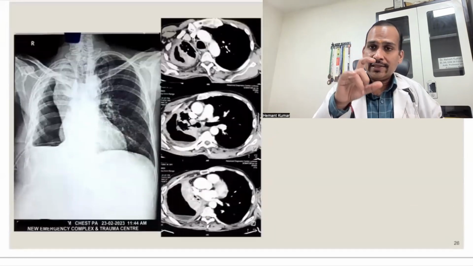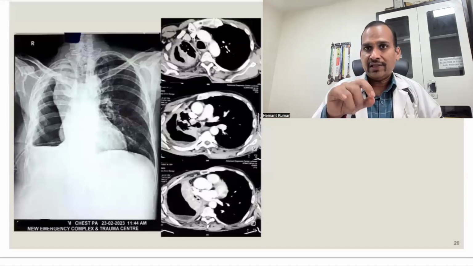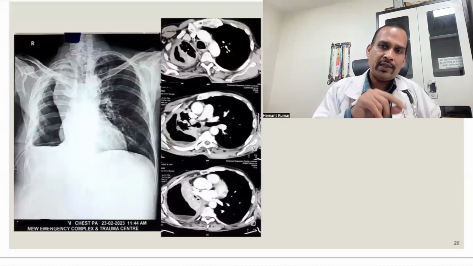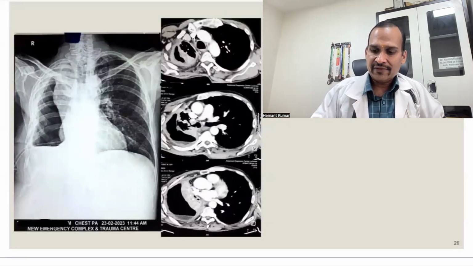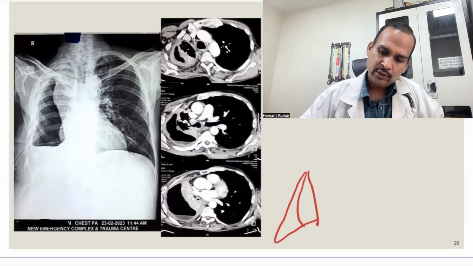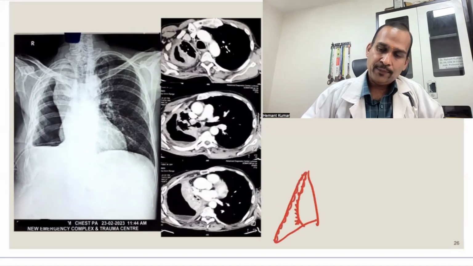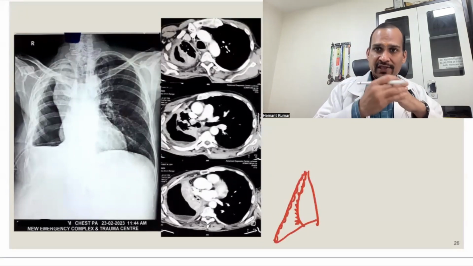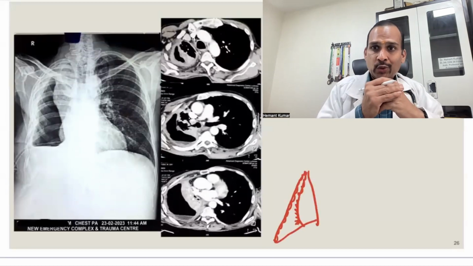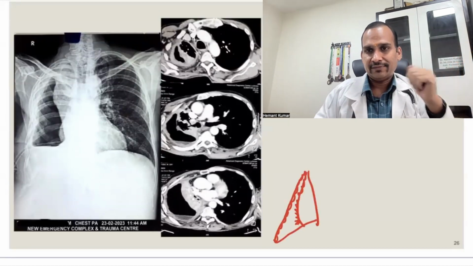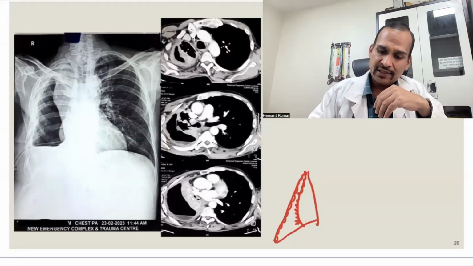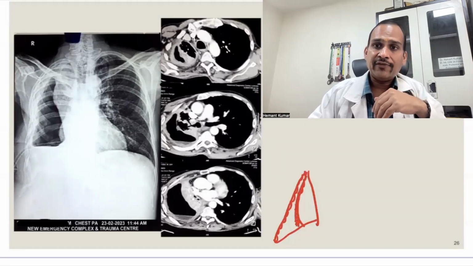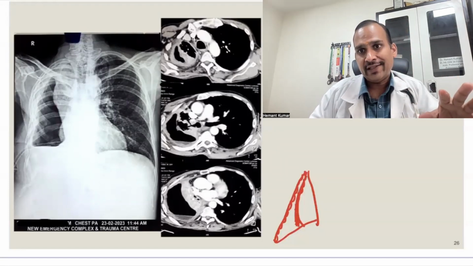If there is massive pleural thickening, as I told you, there are two pleura, parietal pleura and visceral pleura. The lung is attached to the visceral pleura. So say for example, this is the lung. Here is the visceral pleura and here is the parietal pleura. If both pleura get thickened, what will happen? The thickened visceral pleura will not allow the lung to expand. Clear? So if there is thickening of visceral pleura, the lung will not expand. It is called trapped lung.